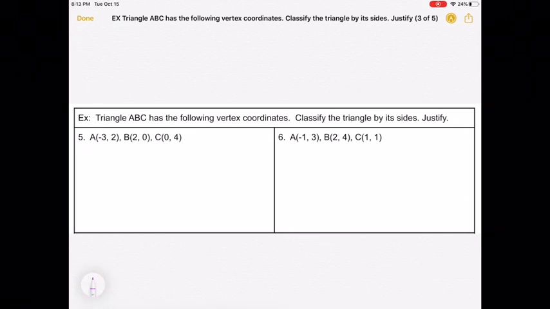This is kind of thinking back a little bit here. So it says triangle ABC has the following vertex coordinates. Classify the triangle by its sides. Justify. So on those previous questions, they gave us the measurements for the sides. Here they do not. So that's what we have to do first, is find what those lengths are, because that's how we classify a triangle by its sides.